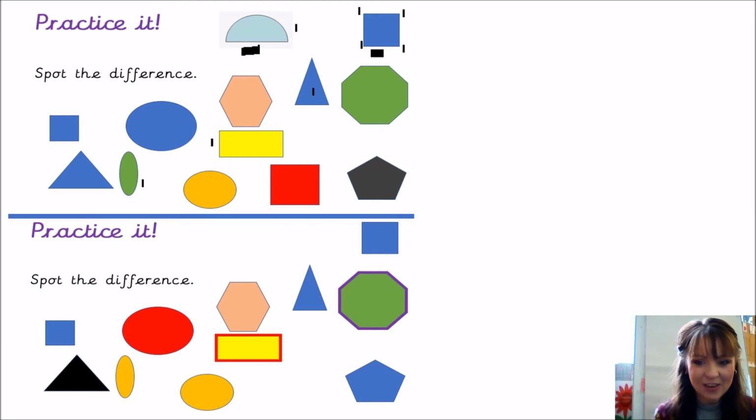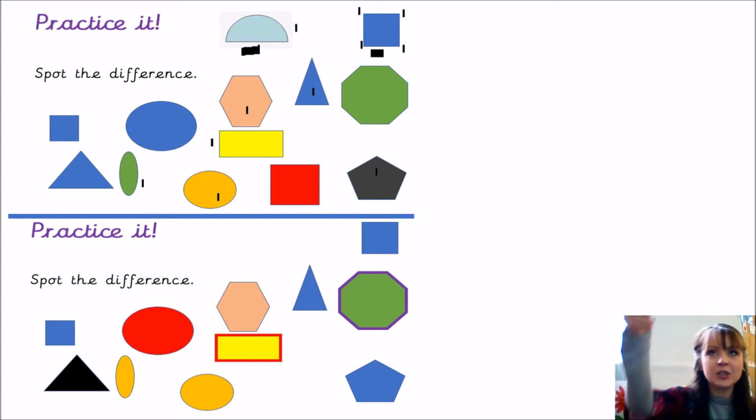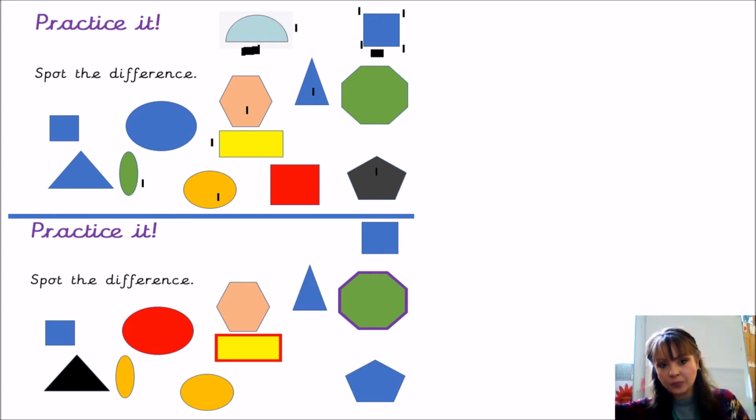Here's another shape we've learned, a triangle. 3 vertices, 3 sides. We've got a pentagon, pent, 5, with 5 vertices and 5 sides. A hexagon, hex, 6 vertices and 6 sides. And we've got a circle, which has equal measurements from the centre all the way round, with 1 curved side.